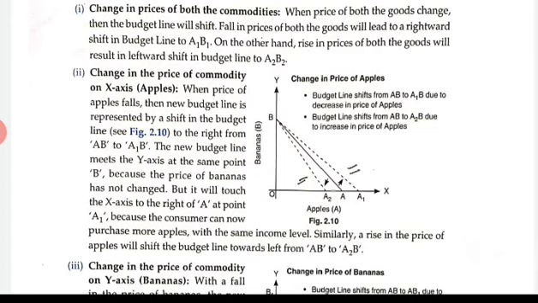The new budget line meets the y-axis at the same point B. On the y-axis the new budget line point will be the same B, because the price of banana will not change. But it will touch the x-axis to the right of A, that is A1. So in this way the budget line is shifting rightward.